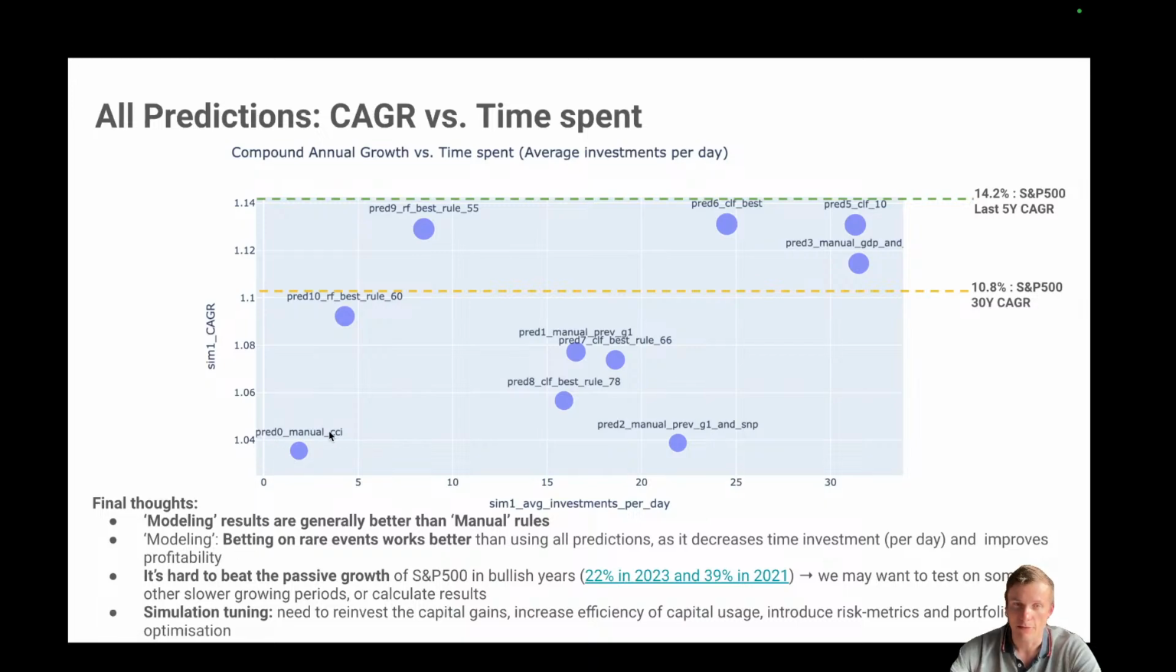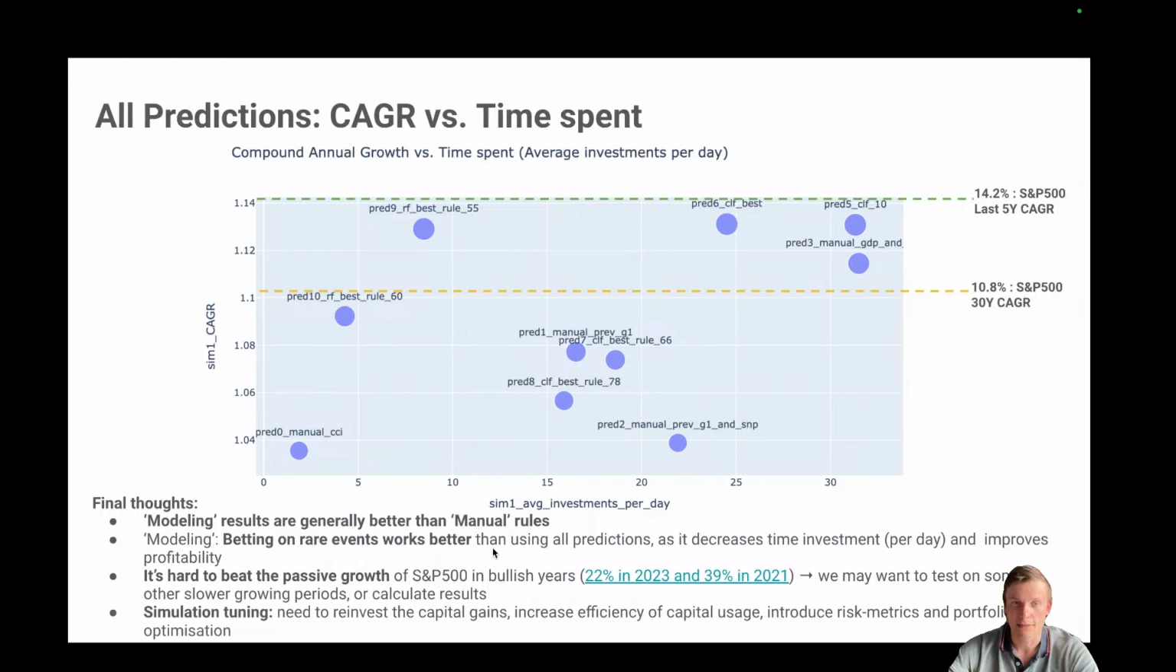For example, manual CCI, if you remember, that was one technical indicator which happens not very often, but it has only 3.5% or less than 4% of a predicted growth, or previous growth 1 day and S&P growth. So if you had a manual prediction here, you were supposed to do a lot of trades per day, like 22, but it still delivered only 4% of returns.